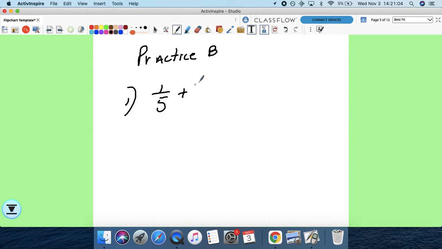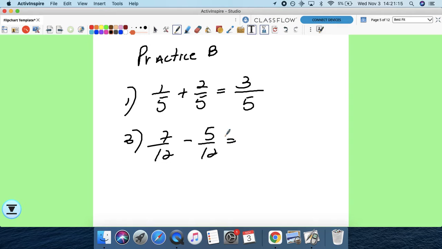1/5 plus 2/5. Right? When the denominators are the same, we add the numerators. Number 3, 7/12 minus 5/12. Right? 7 minus 5 is 2.